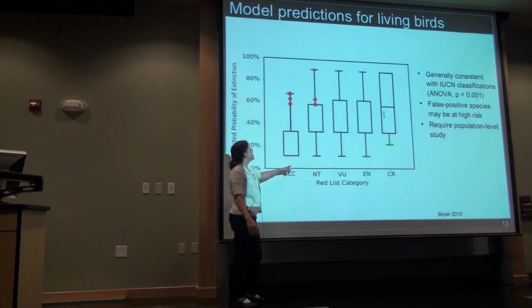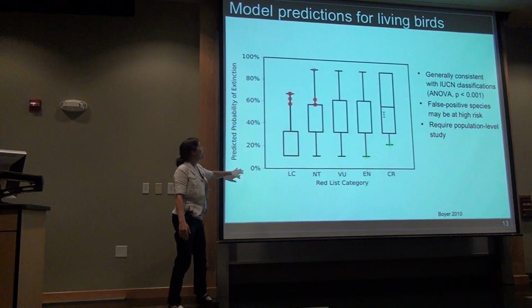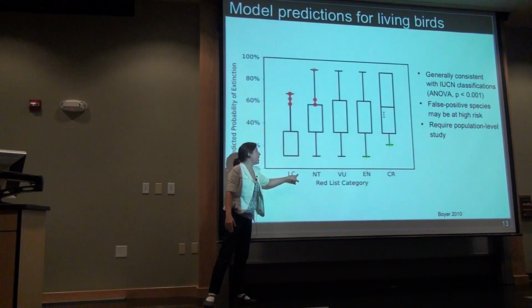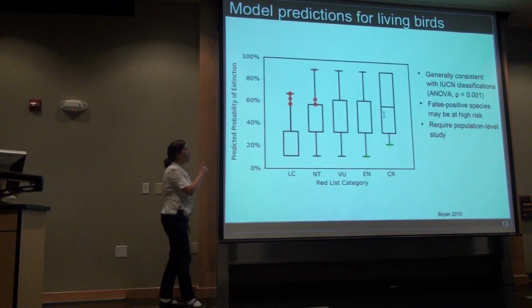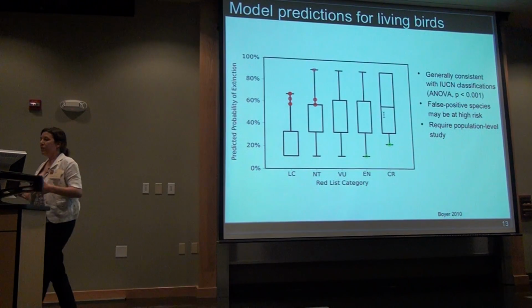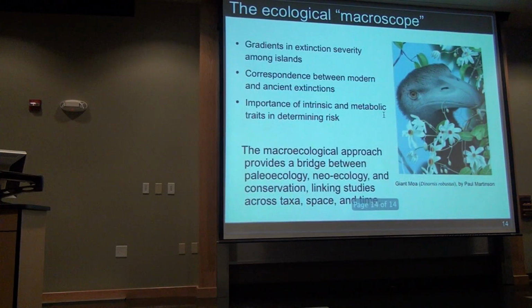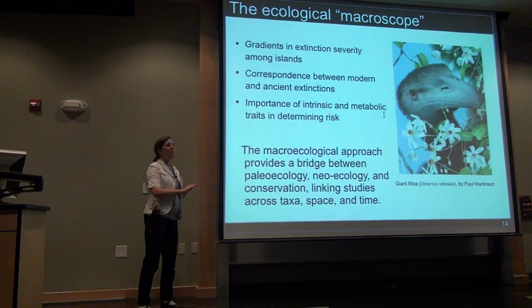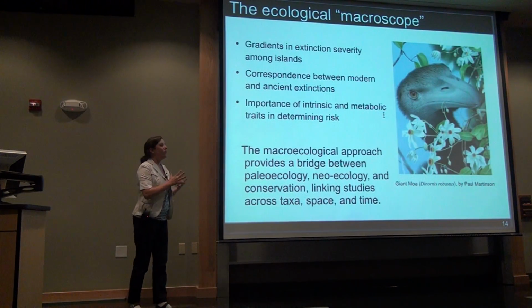And of interest are these species represented by the red points. My model predicts that they are at high risk of extinction. However, they are currently listed as a low threat status. So I think that those species require some more study in the field to determine whether they should be uplisted in the future.